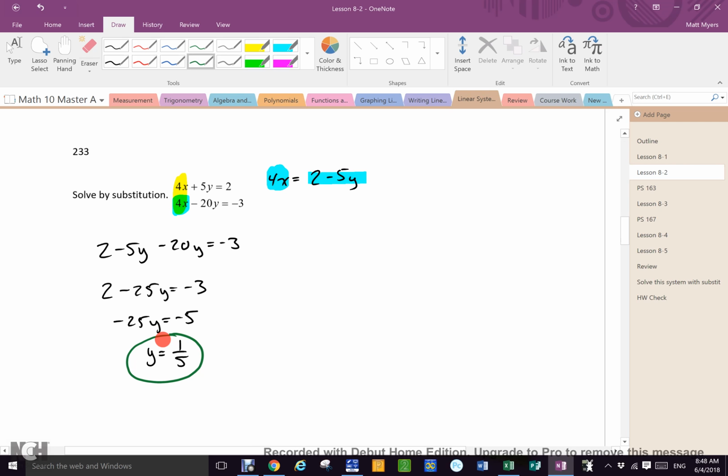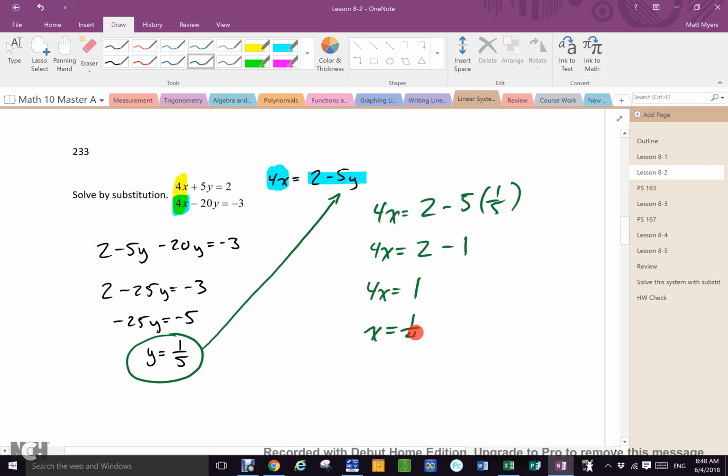Where should it go? I shouldn't say where should it go. Where can it go? Anywhere I see a letter Y. I would probably put it right there because I know that 5 is going to get rid of that fraction, isn't it? So I would have 4x equals 2 minus 5 times 1/5. Right? What is 5 times 1/5? 1. So 2 minus 1, which is what? 1. 4x equals 1, and x equals 1/4.